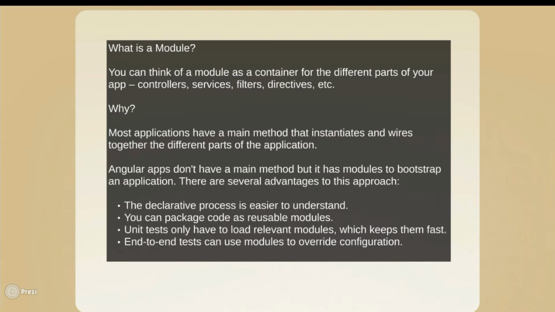The declarative process is easier to understand. You can package code as reusable modules. What do you mean by declarative process is easier to understand? It means you can define your modules with a meaningful name. You can package code as reusable modules. You can create a module which contains only reusable code.